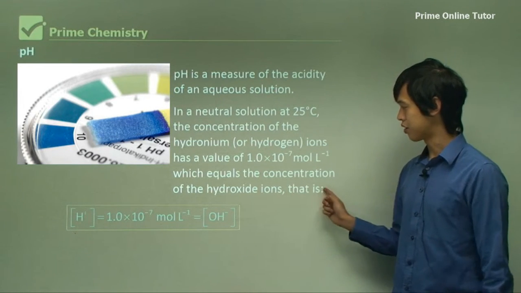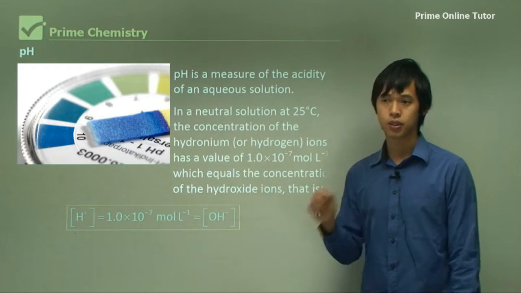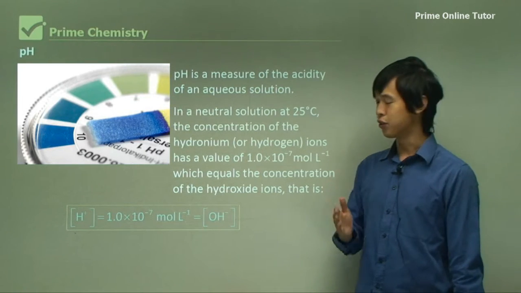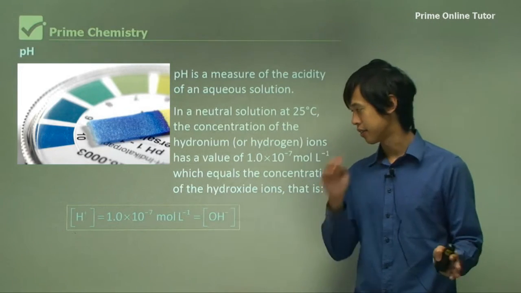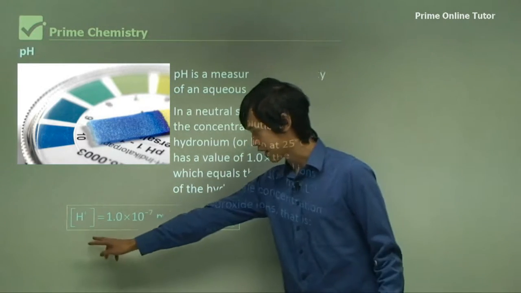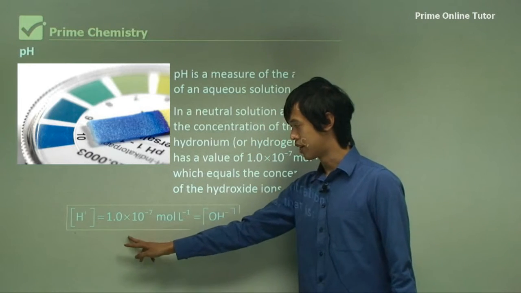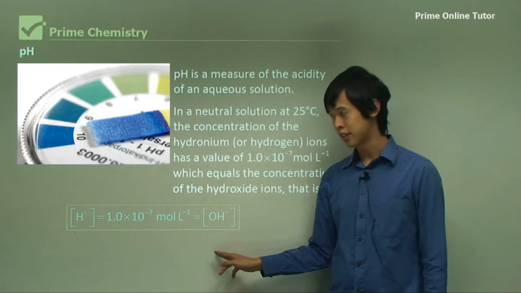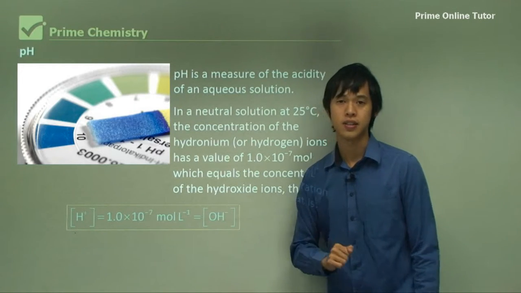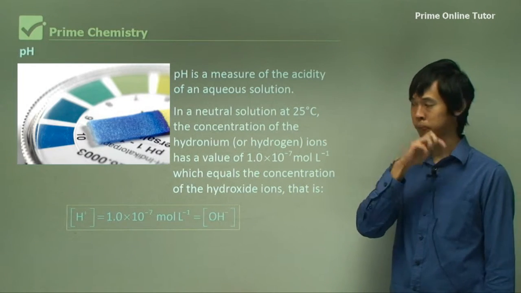Which equals the concentration of the hydroxide ions. So it happens that if you're neutral, the number of hydrogen ions equals the number of hydroxide ions. Okay? So the concentration of H plus is 1 times 10 to the minus 7. The concentration of OH minus is also 1 times 10 to the minus 7 moles per liter. Okay?